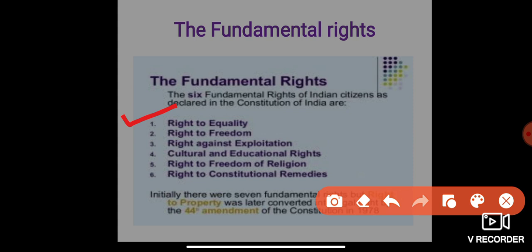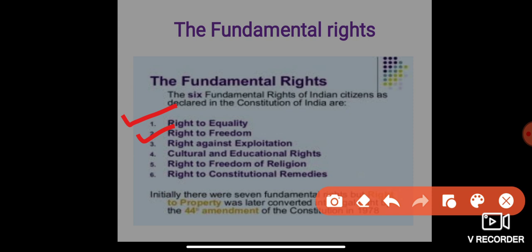And point number two, right to freedom. I hope you all know the meaning of freedom: to do whatever things we like to do, and also to go wherever we want to go. This is a kind of freedom that is guaranteed to the individual by the Indian government, and it is also declared under the rights of the Constitution of India.